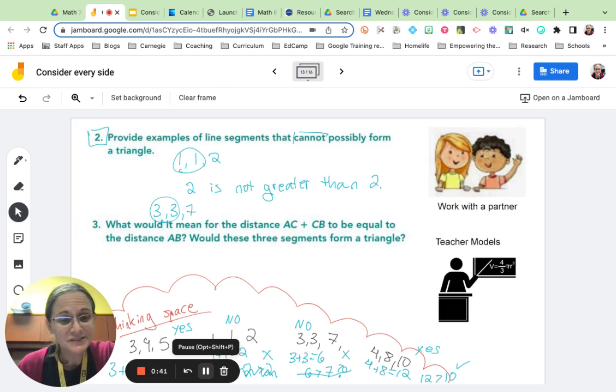Whatever your answer is here, it's just important to check and be sure that the sum of your two shorter sides is not greater than the third. If it's not, then it cannot form a triangle, and that's a good example that you came up with.